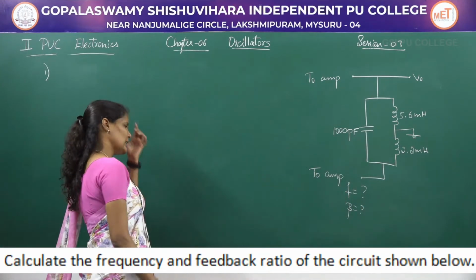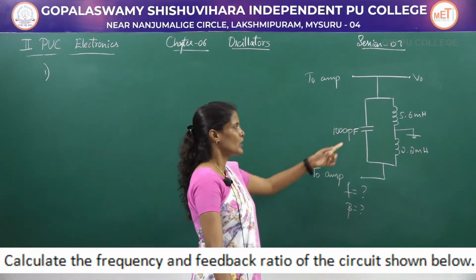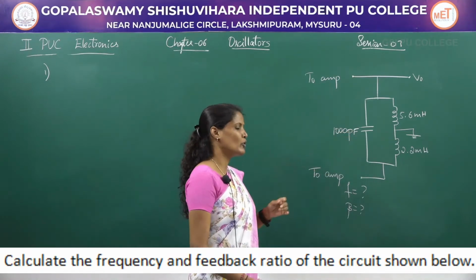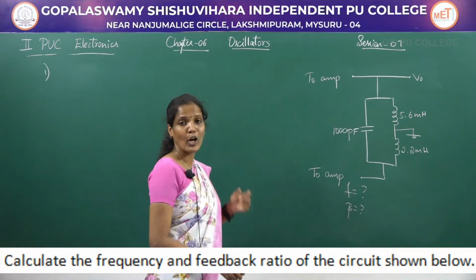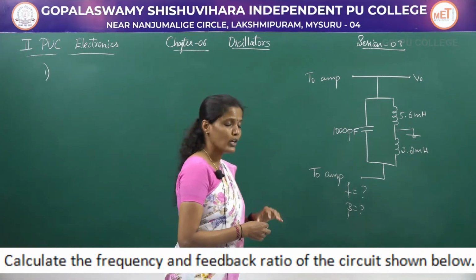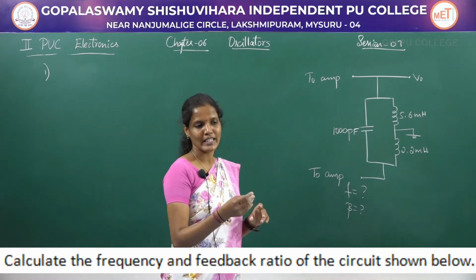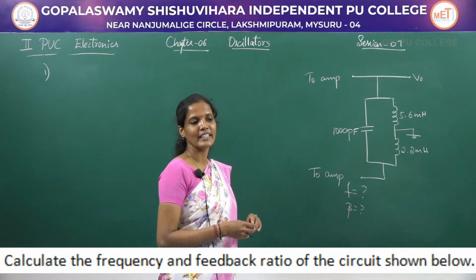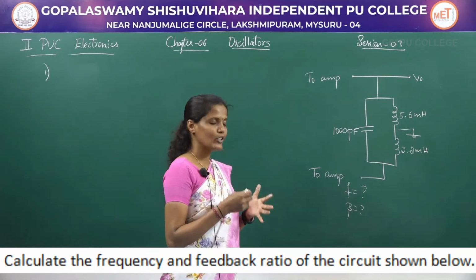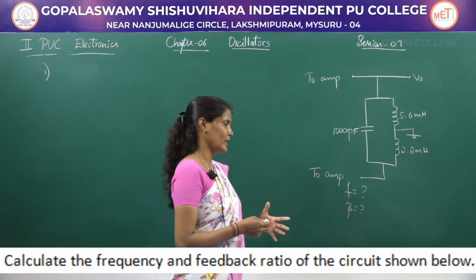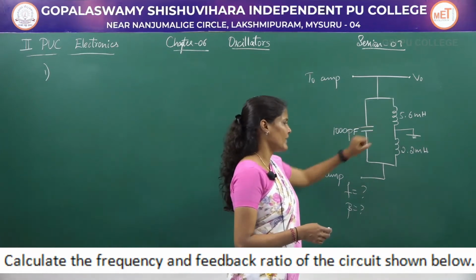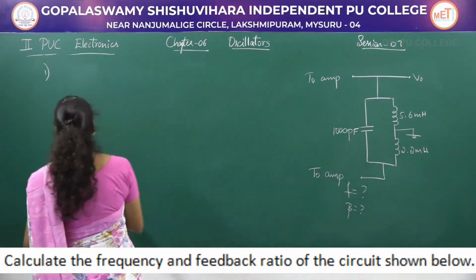Here we have two inductors whose values are 5.6 millihenry and 2.2 millihenry, and only one capacitor whose value is equal to 1000 picofarad. They have not mentioned whether it is a Colpitts oscillator or a Hartley oscillator. So looking into this tank circuit, you have to identify whether it is a Hartley oscillator or a Colpitts oscillator, because it is an LC oscillator. Since we have two inductors, it is a Hartley oscillator.